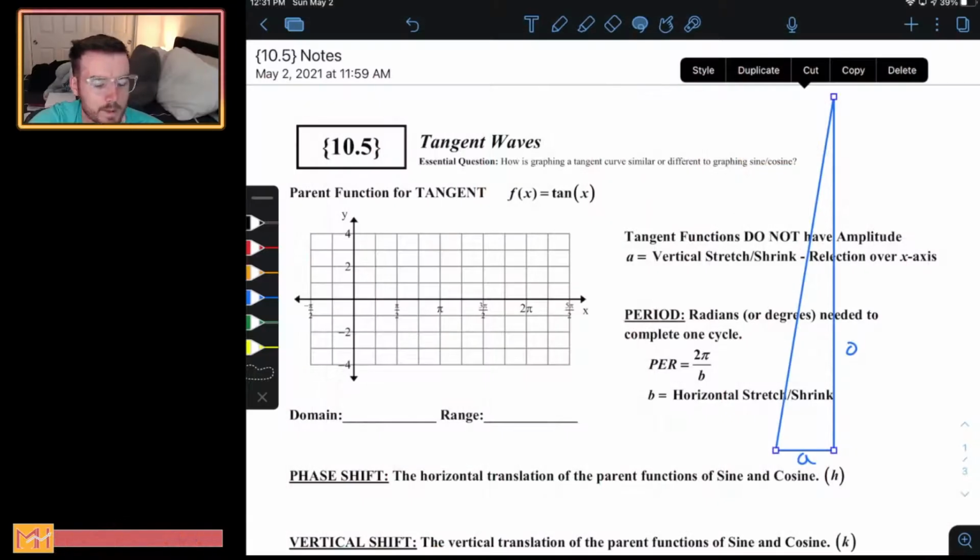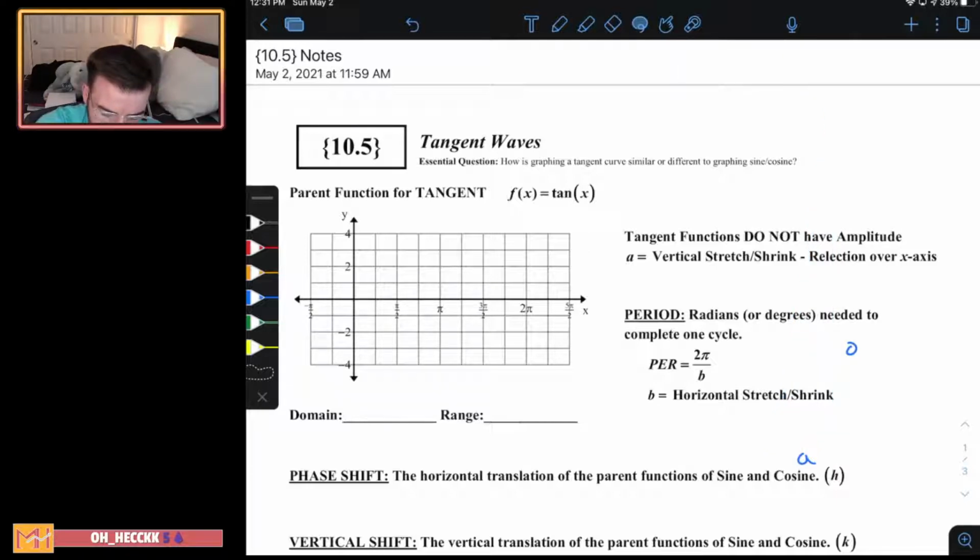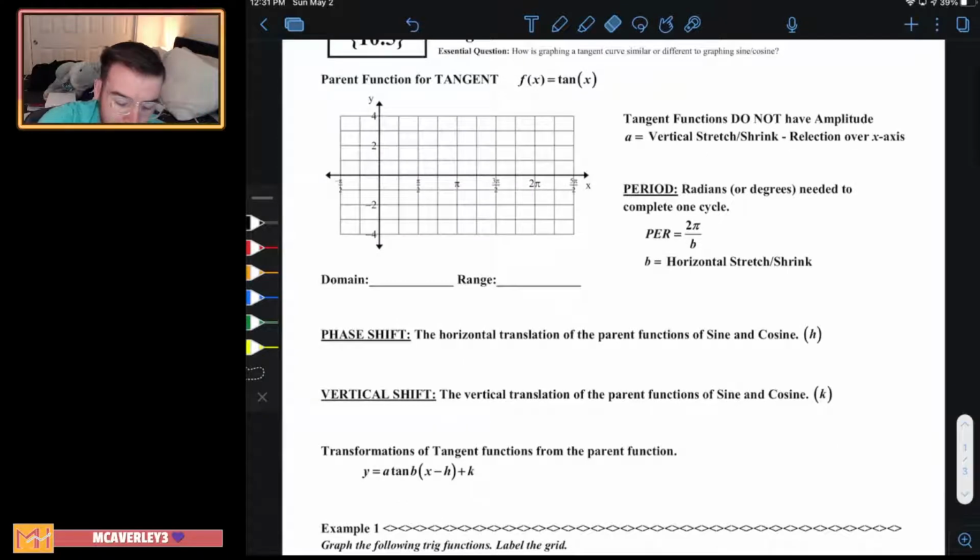I know I end up spending a lot of time on Desmos, and I apologize, but I just feel like it really solidifies things. Everything about tangent is the same when it comes to all of these transformations, the vertical shift, the phase shift, everything is the same, except for one thing and one thing only, and that's the period. The period is different, all right?